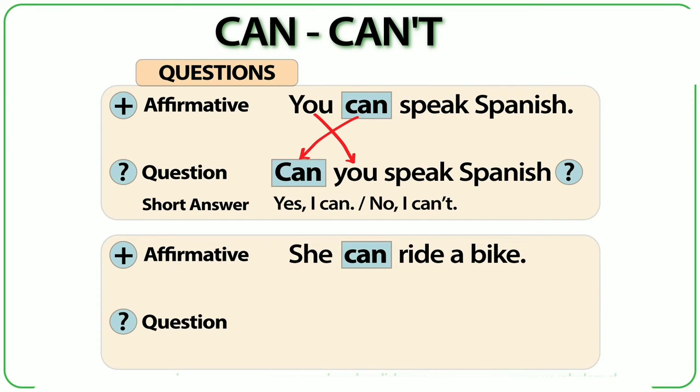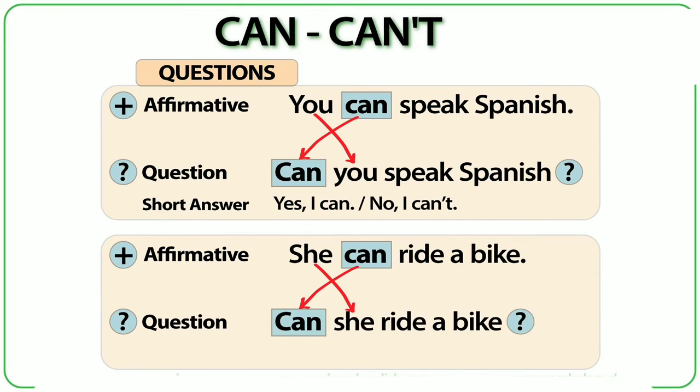Another example. She can ride a bike. How can we change this to make it a question? Yes, we change the order of the subject, she, and can. Can she ride a bike? And the short answer would be, yes, she can, or no, she can't.